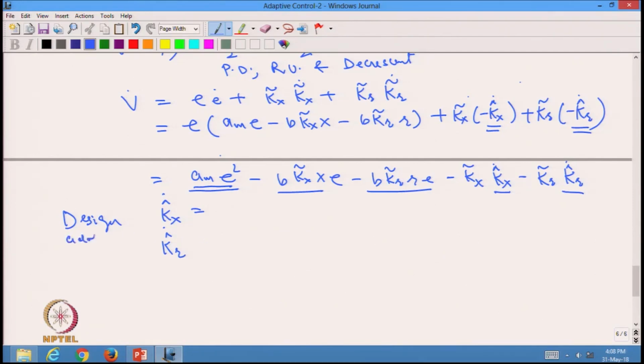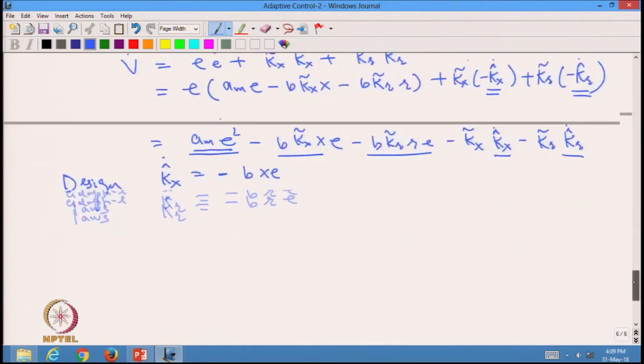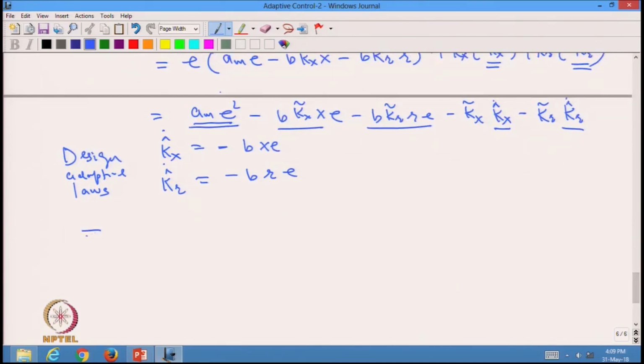So, we have to design the adaptive laws. If we design kx hat dot as minus b x e and kr hat dot as minus b r e, then this will cancel these two terms and we end up with V dot as a m e square, which is negative semi definite.